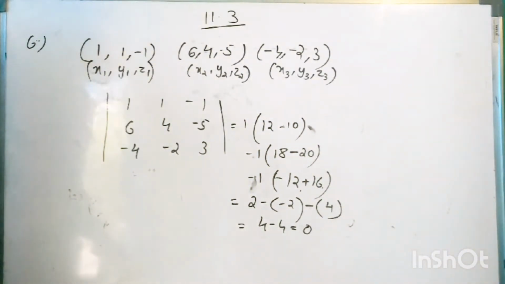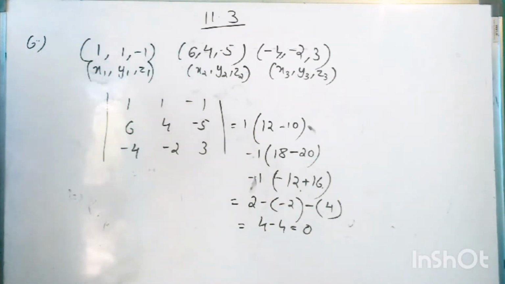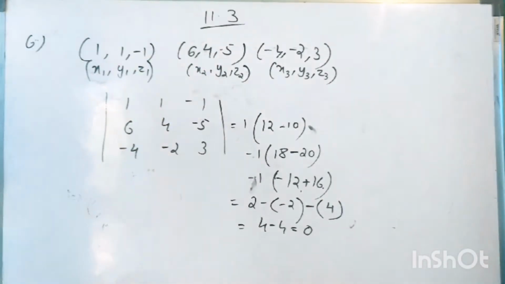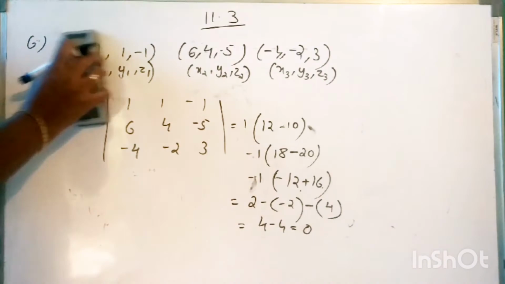Therefore, we can't find the equation of the plane passing through these 3 points. We will get infinitely many planes. Okay. Now the second one in that question.